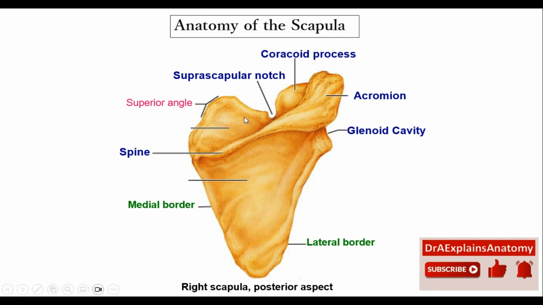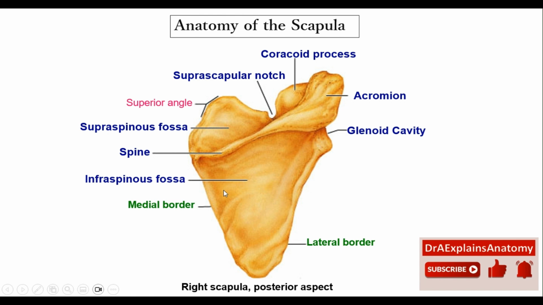This right here is the spine. So the spine, it ends with the acromion. The spine divides the posterior aspect of the scapula into two fossa. This is the supraspinous fossa. Notice how the supraspinous fossa is superior to the spine. This is the infraspinous fossa, which is located inferior to the spine.